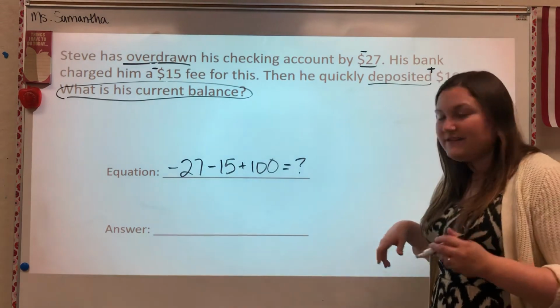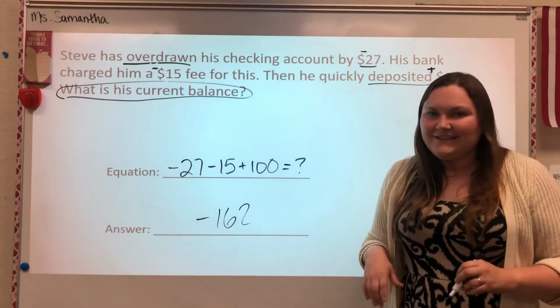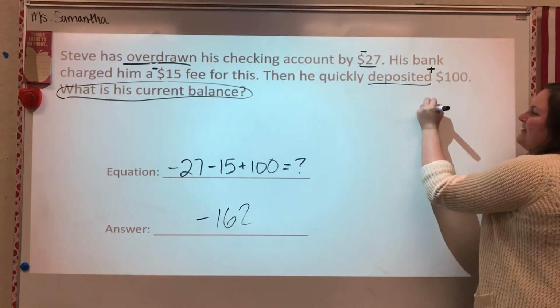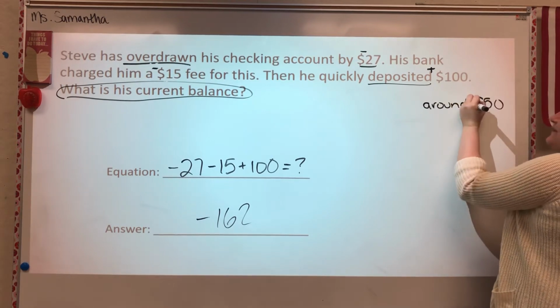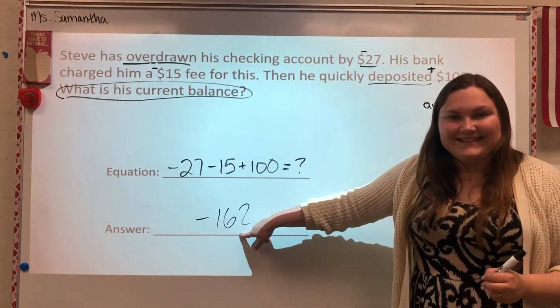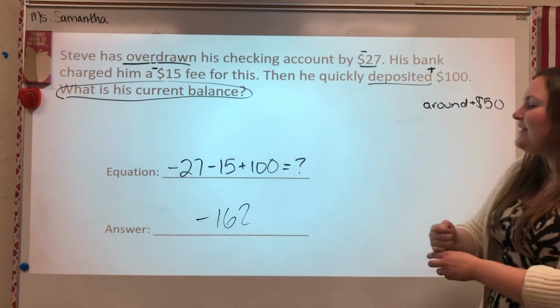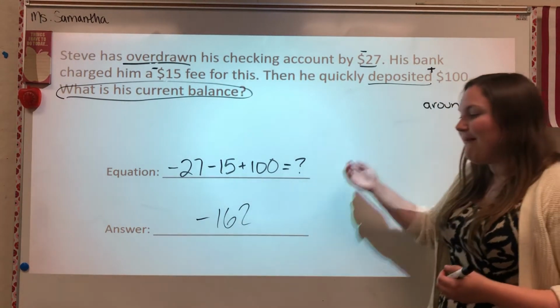So if you end up doing all this math and you get a negative 162, and you've already talked through it and said, I think it's going to be around positive $50, and then you get something crazy like this, you guys have common sense. You deal with stuff like this in your real lives. You can pause and say, well, that doesn't seem right to me, and then go back to check your math.